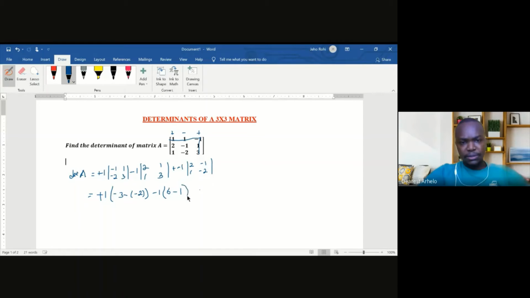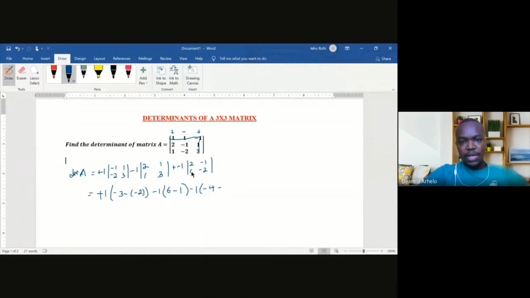Bracket close. Now, plus minus is a minus, so we have negative 1, open brackets, 2 times minus 2 is minus 4, minus 1 times minus 1 is minus 1. We're doing it step by step. So what next?